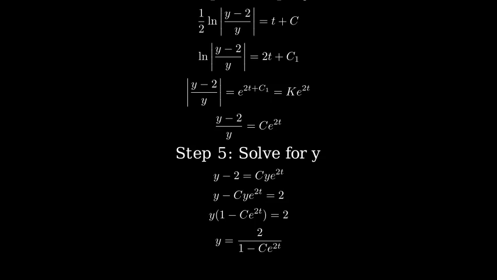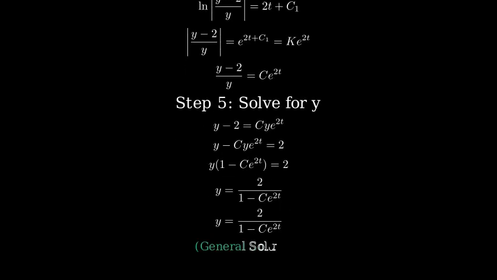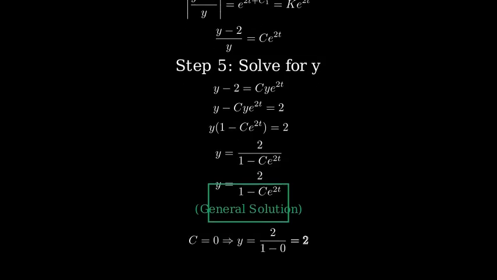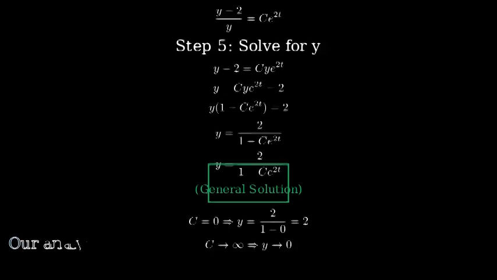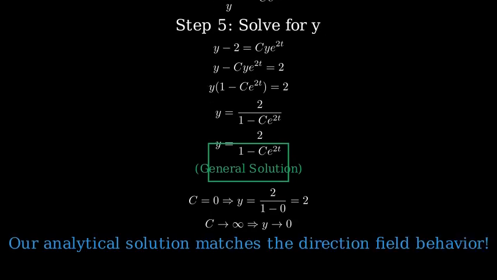Let's verify our solution by looking at some specific cases. Our general solution is y equals 2 divided by (1 − C e^(2t)), where C is determined by the initial condition. When C equals 0, y equals 2, which is one of our equilibrium solutions. When C approaches infinity, y approaches 0, our other equilibrium solution. This matches what we observed in the direction field, confirming our analytical solution.